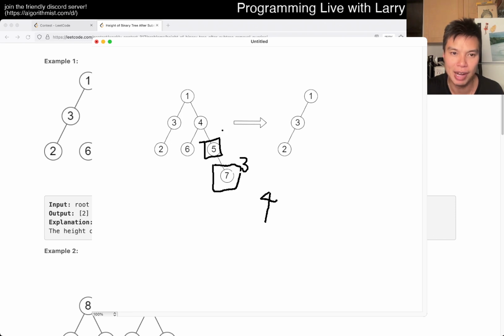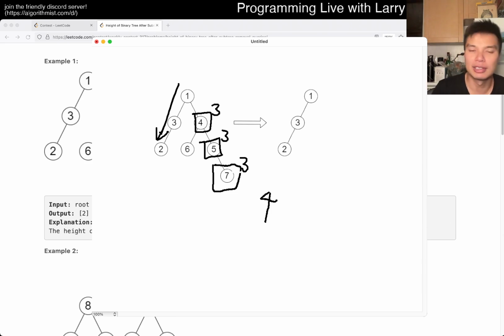But if we remove 5, it's going to be 3. You remove 4, it's also going to be 3 just because of this way. Also, I think I'm off by 1 here in how I counted. I count the number of nodes, not the number of edges. Doesn't matter, right? Just subtract 1. Actually, that's why I didn't code. So now that you figured that out, that's the way that we do it.